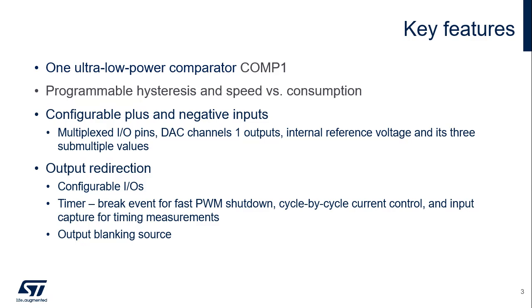The comparator output can be connected to I/Os using the alternate function channels or internally redirected to a variety of timer inputs, such as enabling the break event for fast PWM shutdown. The user can create cycle-by-cycle current control or input captures for timing measurements.